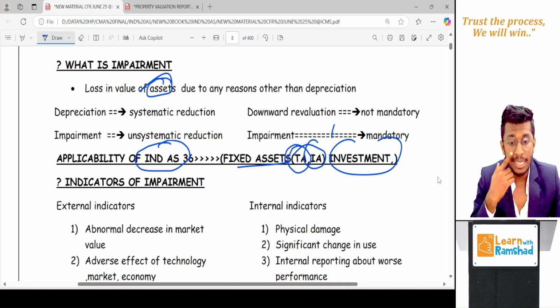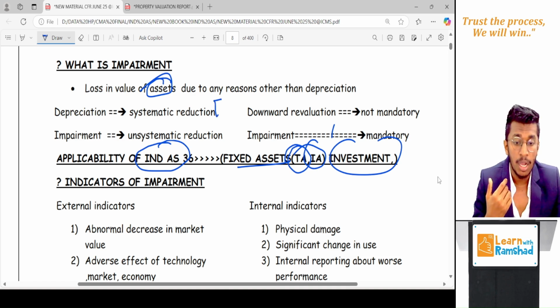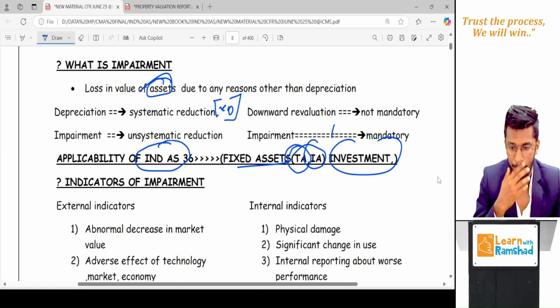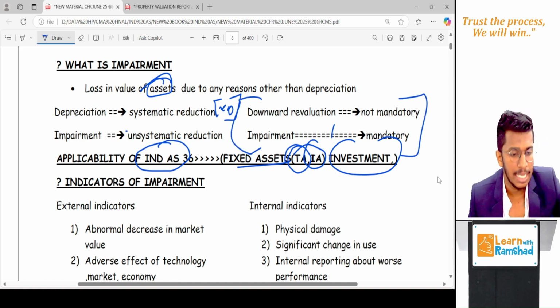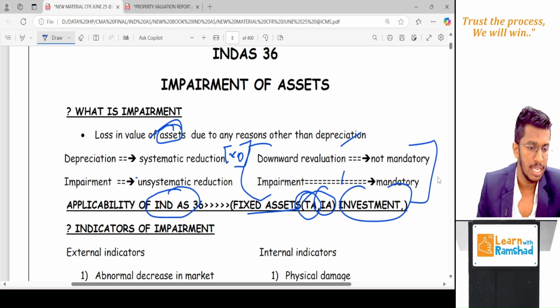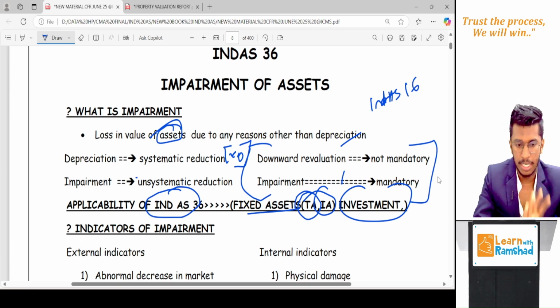Now, what is the core difference between depreciation and impairment? Depreciation is a systematic reduction, that means regular reduction, but impairment is irregular and unsystematic. Ready? Now, what is the difference between downward revaluation and impairment? This we'll see after INDAS 16 PPE, then only you will have a connection. Ready? So let it be pending now.